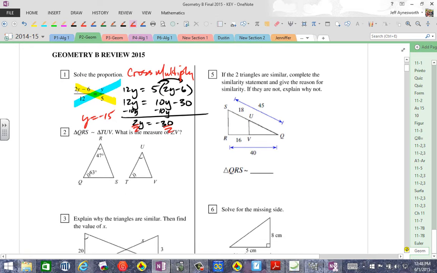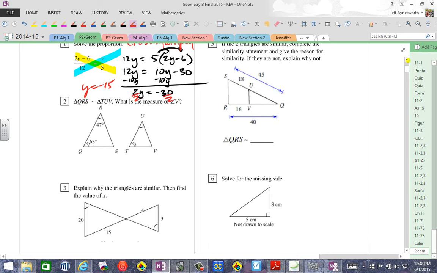On number 2, the triangles are similar, and because of that, corresponding angles are congruent. And usually these congruent symbols are not given here, so keep that in mind. I know that R corresponds to U. I can see that right here, and that means they're congruent. So this is 47 degrees here. I know that Q is congruent to T, so this is 63 degrees over here. I want to find angle V, this one right here.